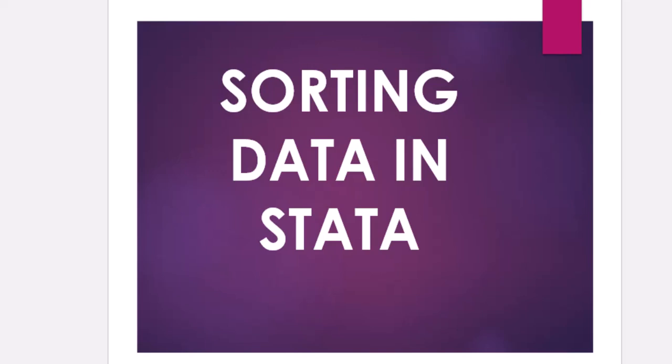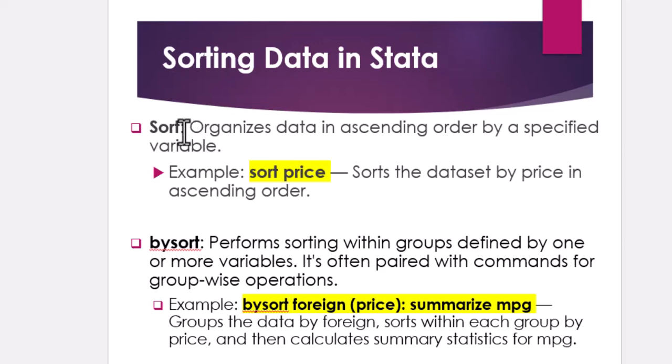When sorting data in Stata, we use two major commands. The first command is called sort, and the second one is called bysort.